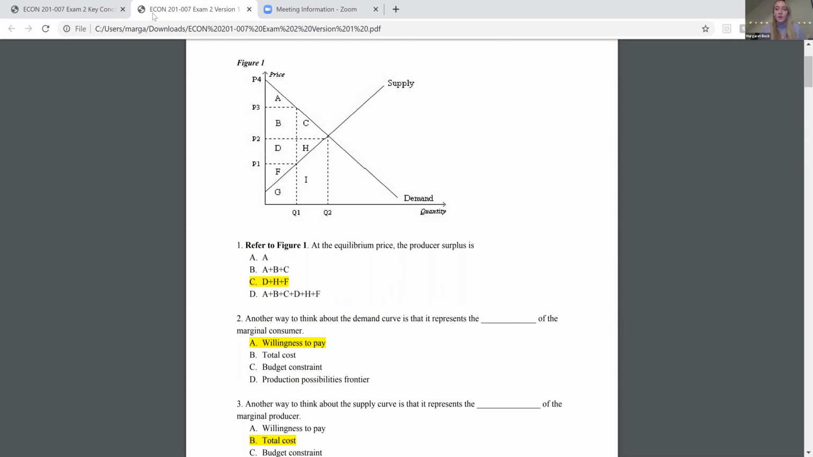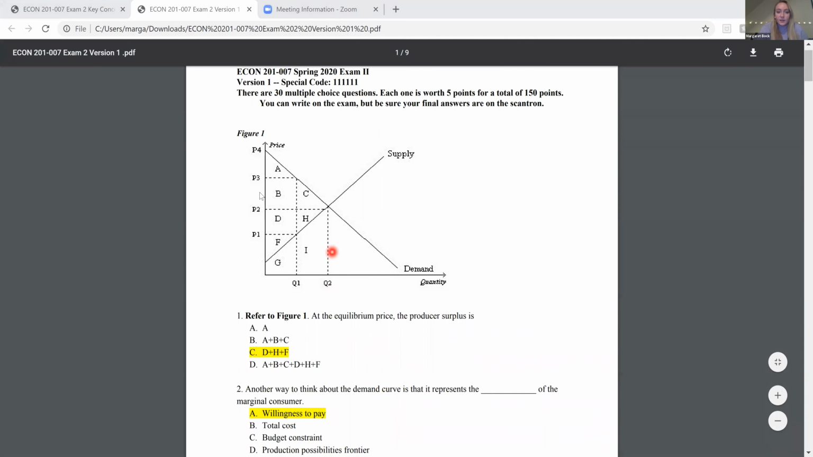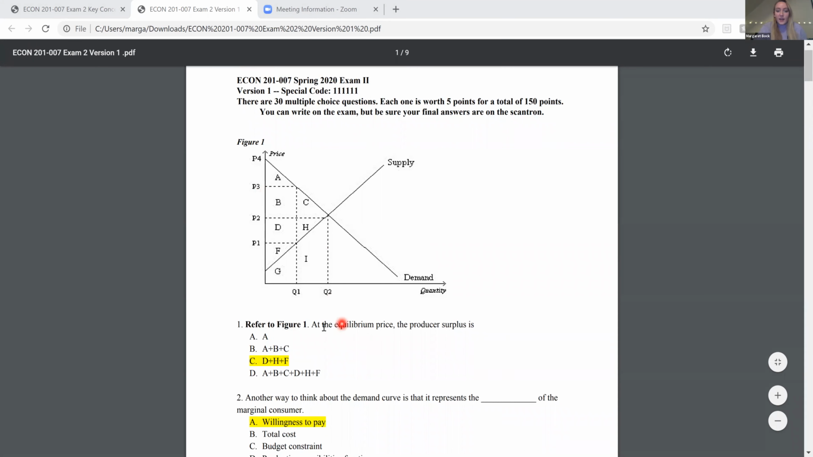But the first part of this exam covered the remaining section of chapter 3, where we talked about some of the different kind of applications dealing with the supply and demand model. So the first question here says, refer to this figure. At the equilibrium price, the producer surplus is what?